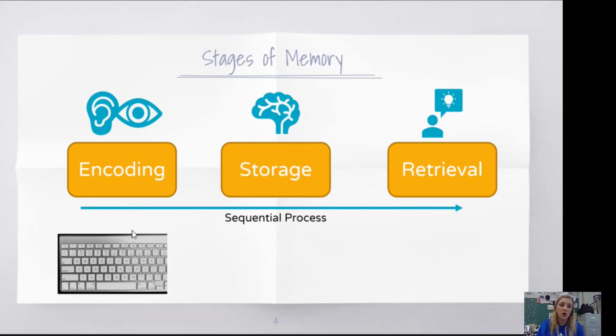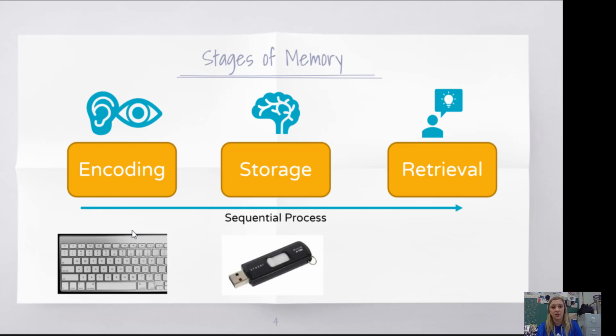So the first one is encoding. Encoding is the actual process of creating a memory. I like to use the analogy of a computer. When you are creating a new document in a computer, that is encoding, right? You are typing something into Microsoft Word, you are creating a document, and that is the encoding process. It's the way in which we are creating a new memory. This is when you are experiencing something new for the first time and you are creating that memory.